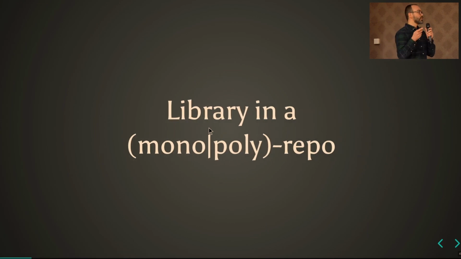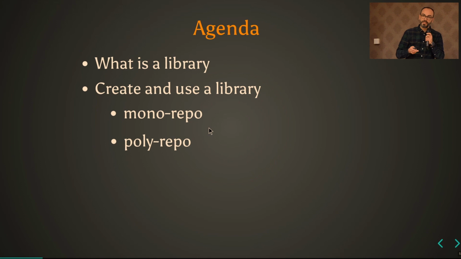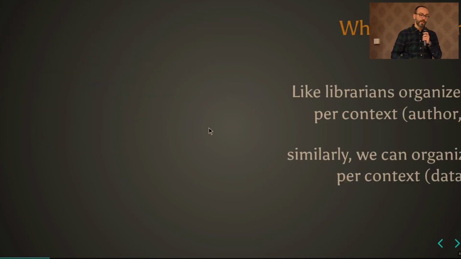So today's topic is about libraries. A library in a Mono-repo and in a Poly-repo. And this is the agenda that we are going to follow. The agenda is: what is a library? We will start with the theory. I know that you don't like all of the theory that much, so I'm not going to spend that much time there. And then we will start with live coding. In most cases, live coding will have some technical issues. We're all technical people, and we will see how to solve them. We're going to create a library, and we will try to use this library in a Mono-repo and in a Poly-repo.